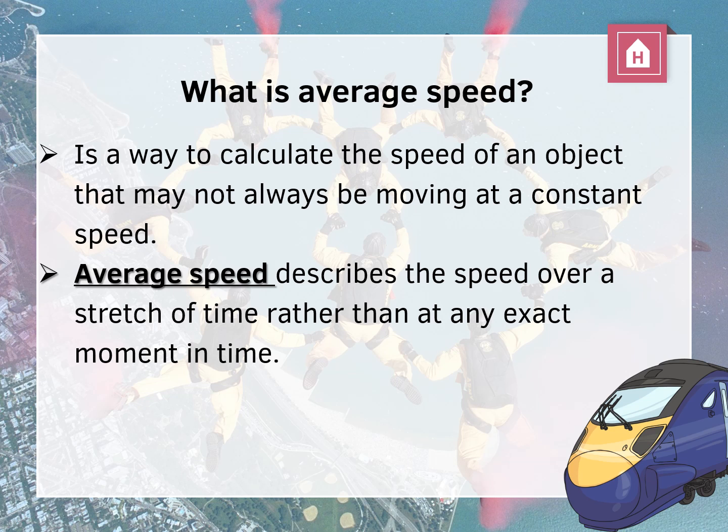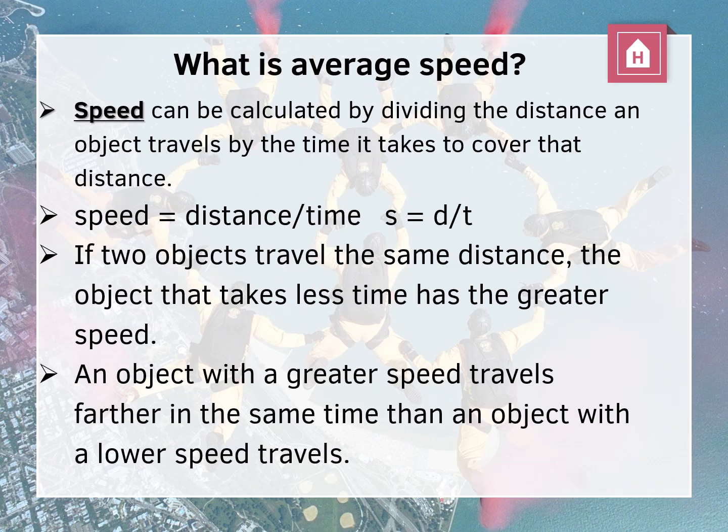Now let's talk about the average speed. What's the average speed? The average speed is a way to calculate the speed of an object that may not always be moving at a constant speed. So what's the definition? It is speed over a stretch of time rather than at any exact moment in time. The speed can be calculated by the distance over time.